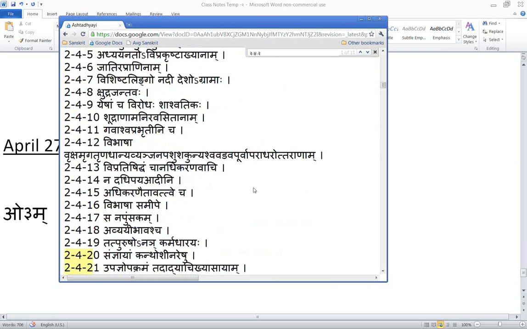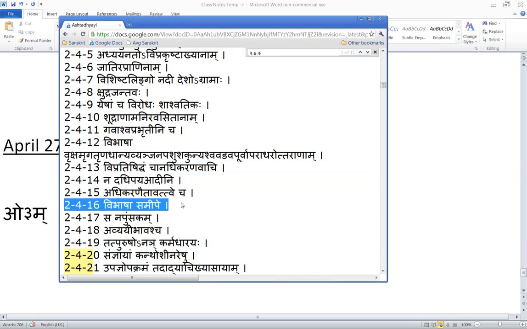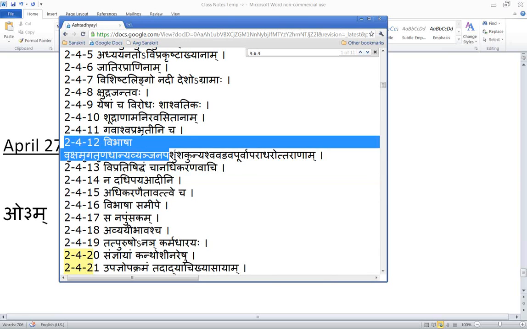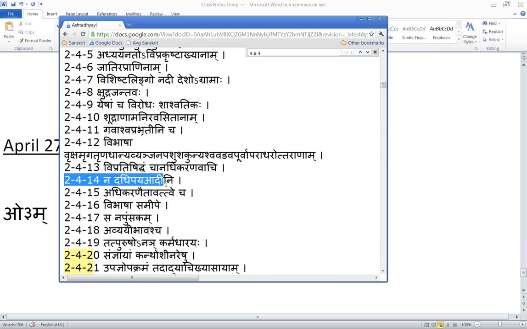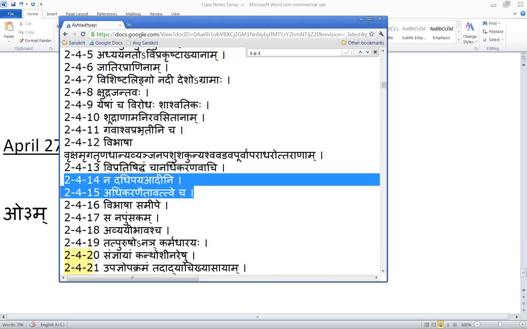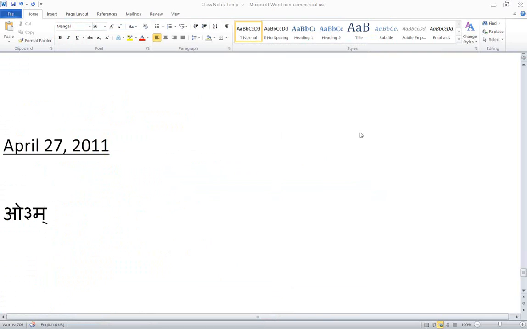In the beginning of the last class, we noted that within that there is a nishedha. In 2.4.14 and 15, and the vibhasha in 16, is also a vibhasha, coming after 2.4.12 and 2.4.13. This is how the vibhasha in 2.4.12 and 13, nishedha coming in 14-15, and vibhasha again in 16. So we started the last class by asking why do we need all these rules?